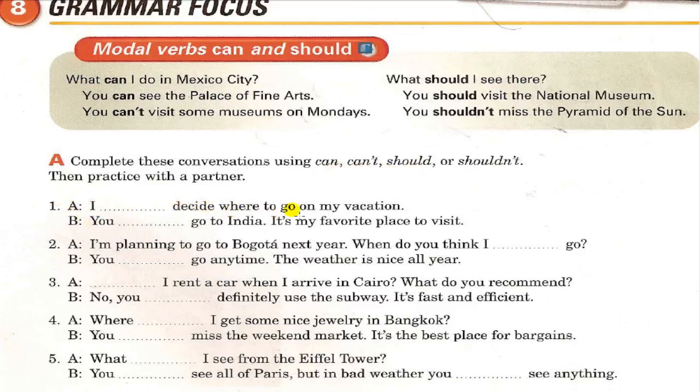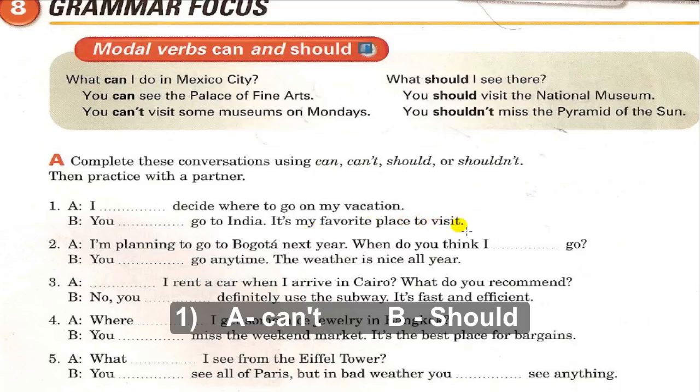Number 1. I can't decide where to go on my vacation. I'm not able to decide. I can't make up my mind. I can't take a decision. You should go to India. It's my favorite place to visit. This is advice. Number 1: can't, should.